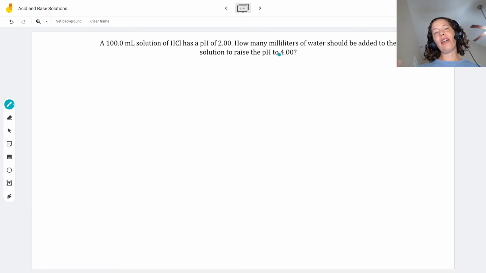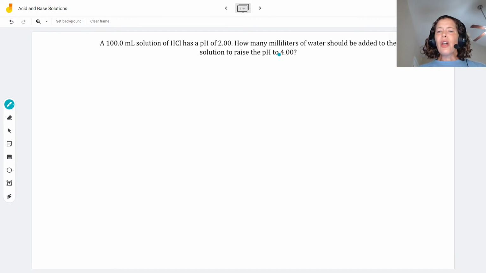So what we've got here is not just a straight up, this is an acid in solution, but we've got to do a dilution problem here as well. So this is what I mean about trying to bring other concepts into the acids and bases so that you can start to synthesize all of these different chemistry concepts together.